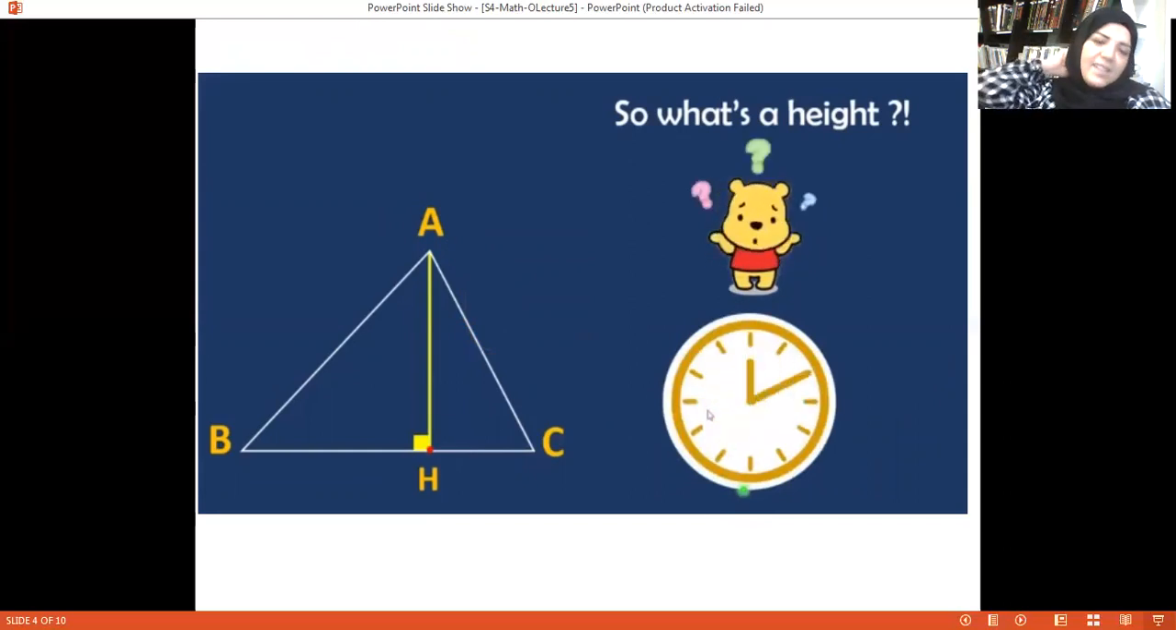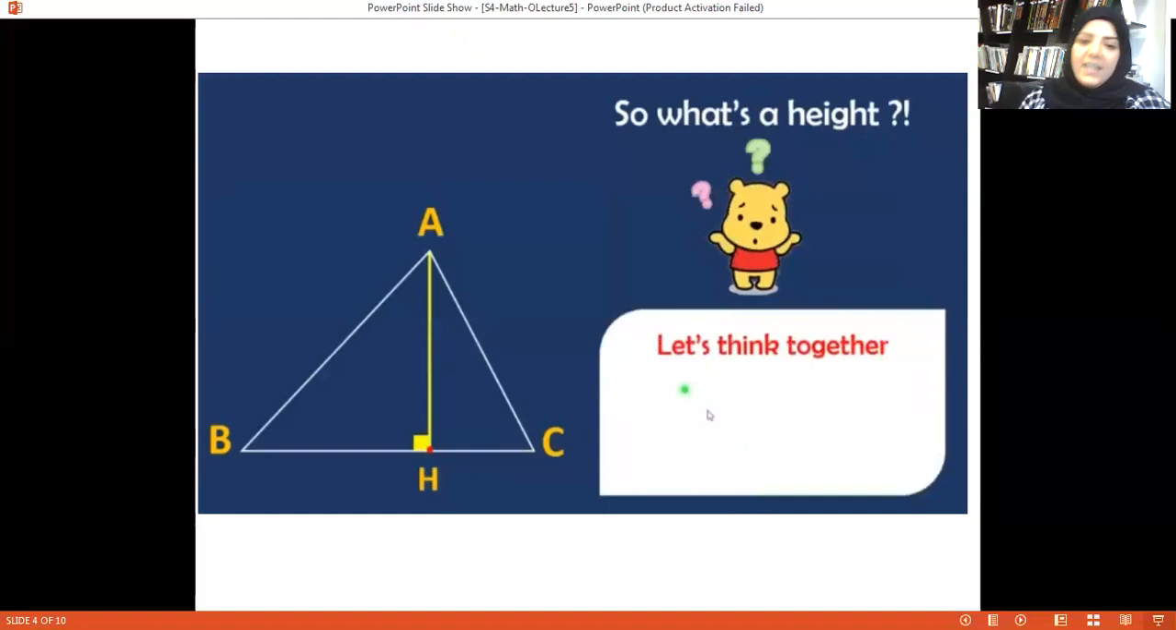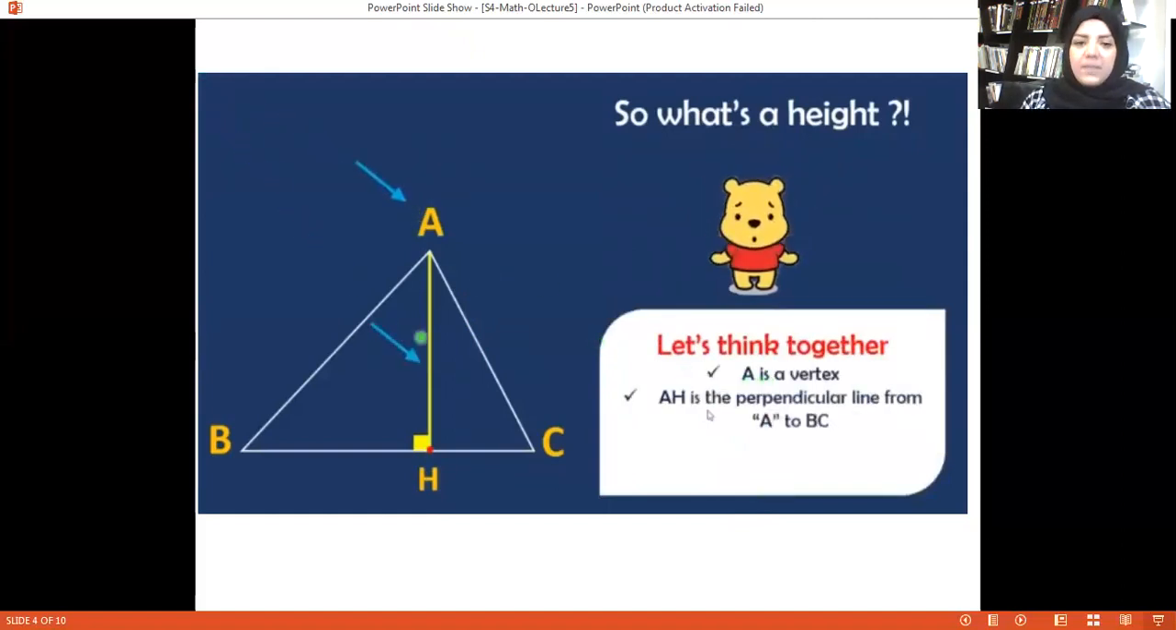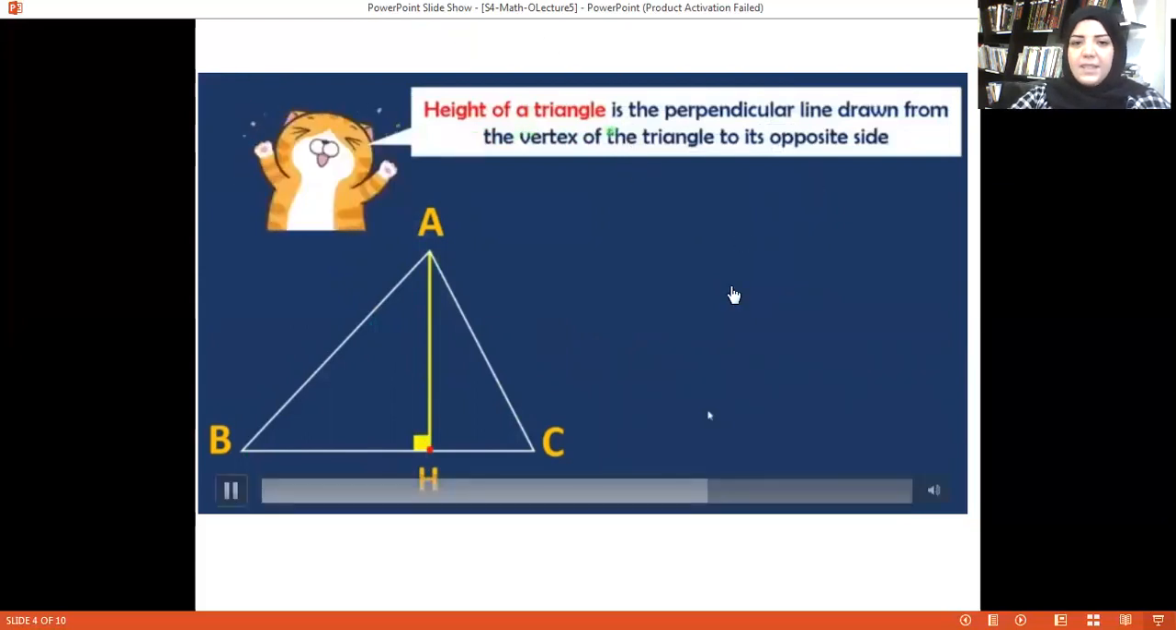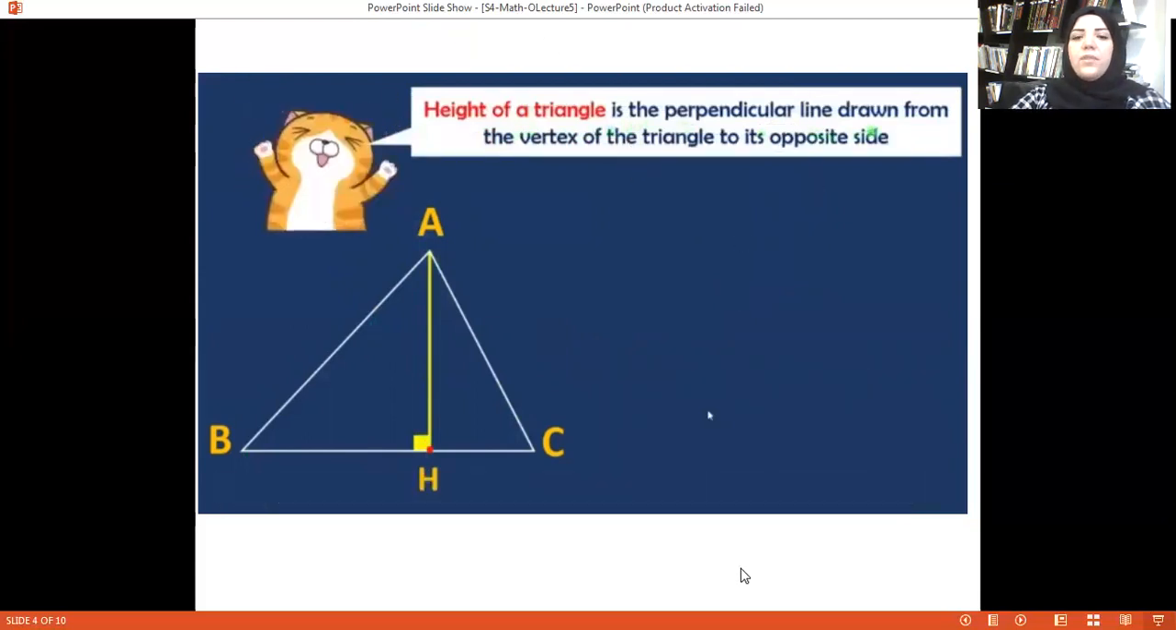So the height is the segment drawn from the vertex to the opposite side, which is BC. Okay, so as you can see, this is the height. This is the definition: the perpendicular line drawn from the vertex to its opposite side.